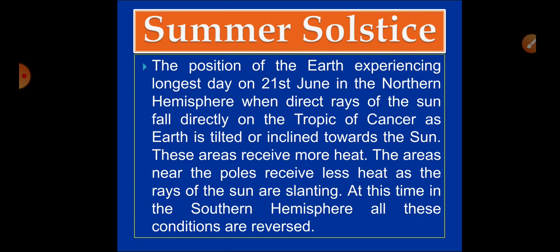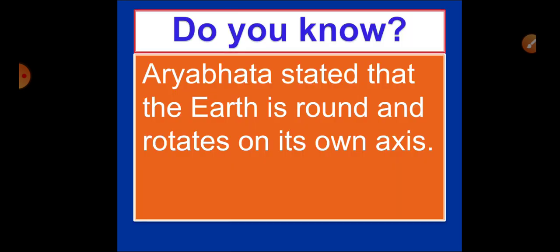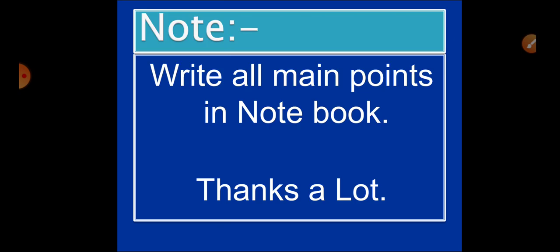Now coming to one fact which is given in this chapter, that Aryabhatta, an ancient Indian astronomer who was in the Gupta period, stated that the earth is round and rotates on its own axis. So most of the points of this chapter we have covered. Kindly note down these points in your notebook and learn them.